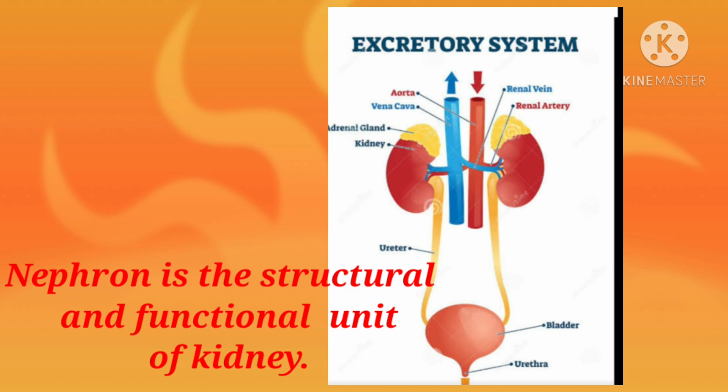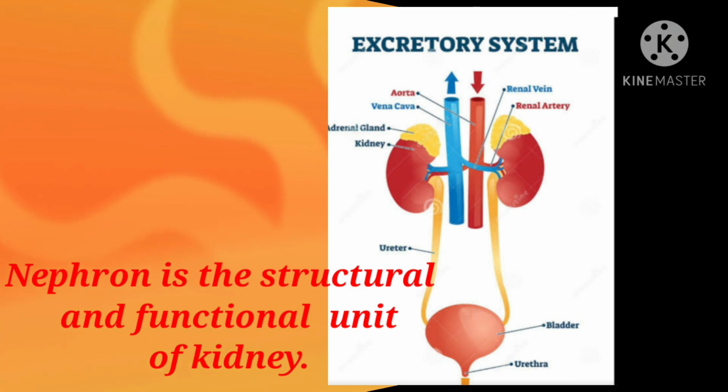So first of all, impure blood reaches the kidney where filtration of blood occurs, and again this reaches the different body parts, and finally the waste is collected in the urinary bladder, and through urine it is removed from the body.